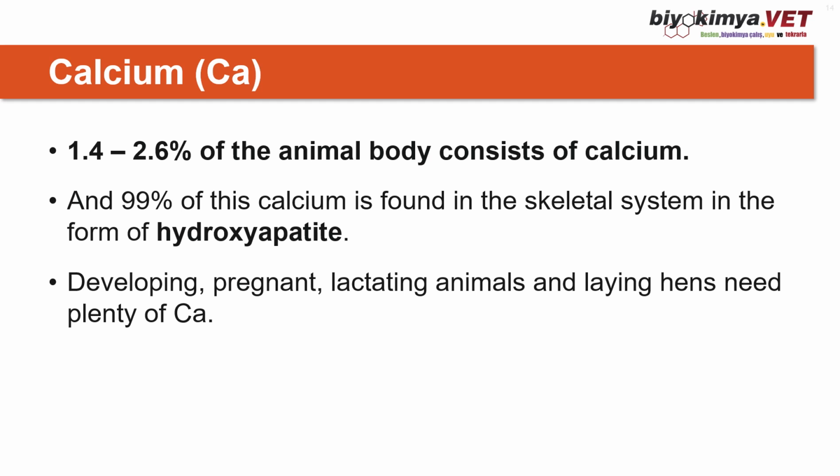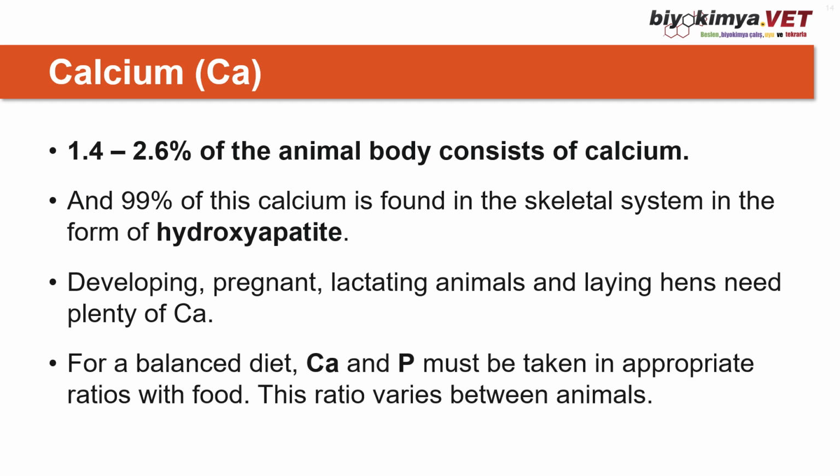So this means that, depending on the physiological state of the animal, the requirement of calcium changes. And this is not only for calcium, this is for all minerals. And for a balanced diet, calcium and phosphorus must be taken in appropriate ratio with food. This ratio varies between animals, in general I can say 2 to 1, while in chickens it is 5 to 1 or 7 to 1. And be careful, the ratios indicated are for the ration or diet content, not the ratio of body content.